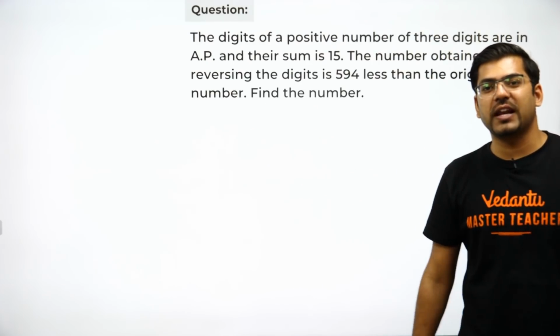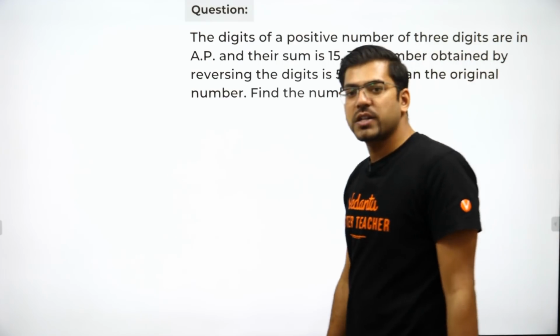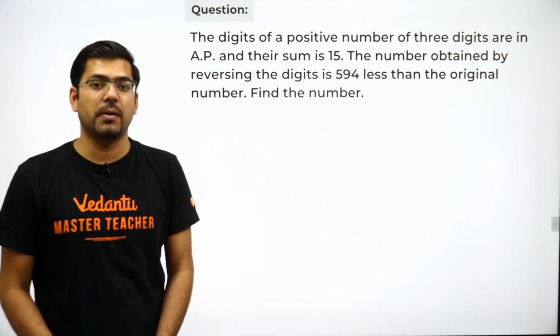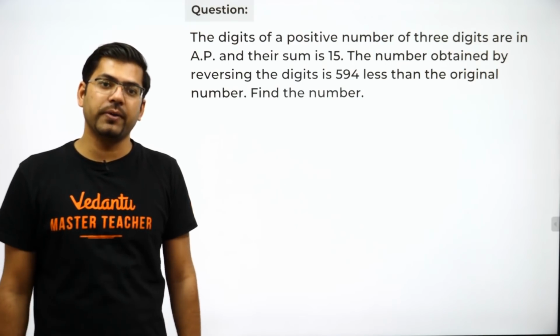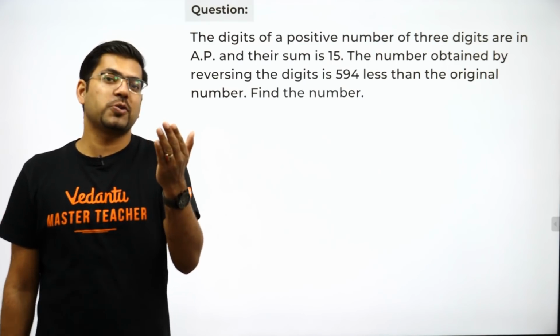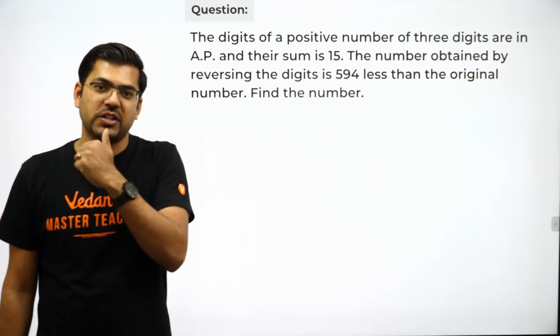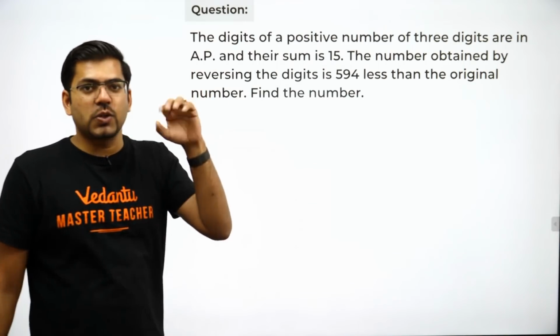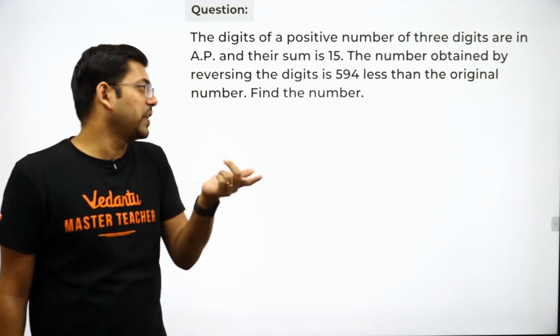The next question goes like this. Digits of a positive number of 3 digits, that is a 3-digit number, are in AP. So you all must be knowing that whenever 3 numbers are in AP, you assume those numbers to be A minus D, A and A plus D. So the first part is already clear. And their sum is 15. So the sum of all these numbers is 15.